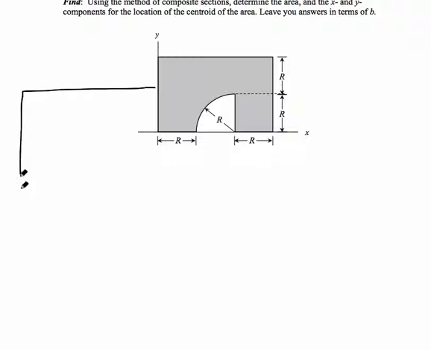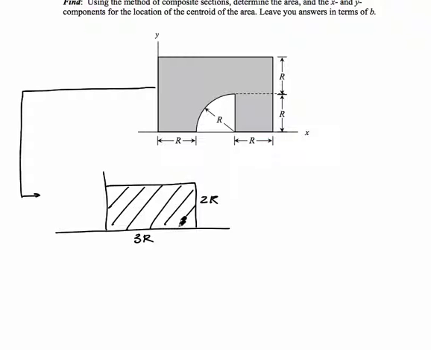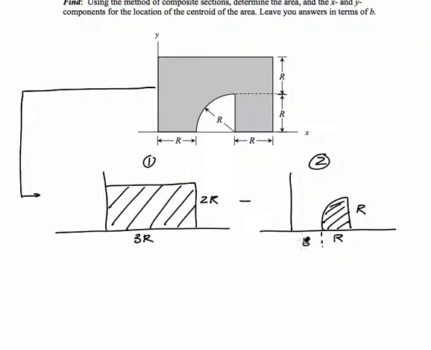And my view of this, when I look at it, is that we can think of this as being a rectangle there of height of 2r, and the base is 3r. So that's going to be 1. And 2 is this quarter circle. Like this, it's a hole. So instead of adding it, I'm going to subtract it. And this quarter circle, of course, has a radius of r. And this distance there is also r.